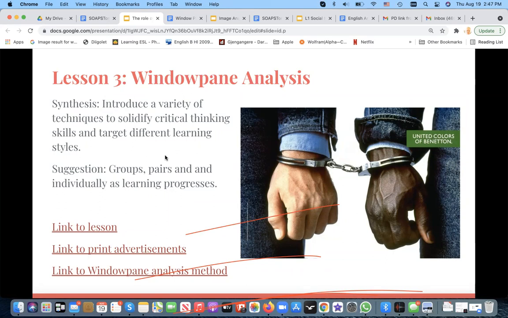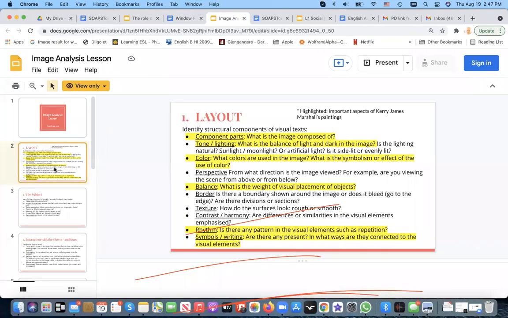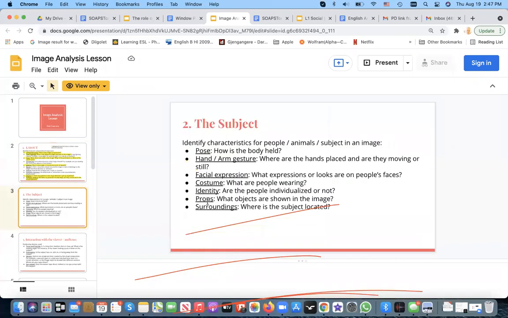And I think maybe I'll look at the lesson here. So here is more detail. We have a little bit of time, that's why I'm going into more detail. So layout, component parts, tone, color. I've highlighted some of the things that I want to focus on here. The subject, pose, how are they? Arm and hand gesture, facial expression, costume, identity, prose, and so forth.